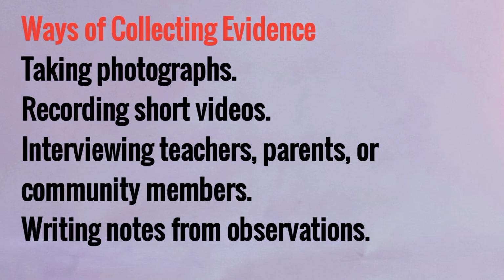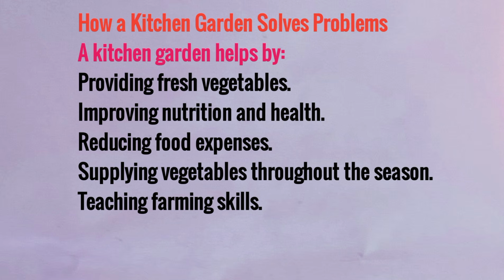After collecting the evidence, now they are going to design the solution. Already you have identified the problem, now you have to come up with the solution to that problem, and that's what they are supposed to do. Here we are going to check on how a kitchen garden will solve the problems, and it's going to help by providing fresh vegetables, improving nutrition and health, reducing food expenses, and supplying vegetables throughout the season. Also it's going to teach these learners farming skills.